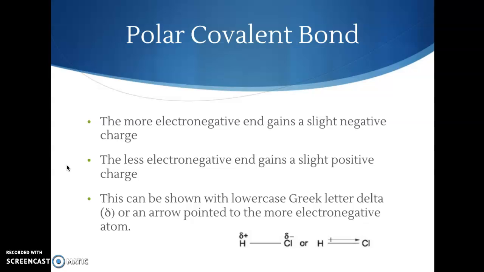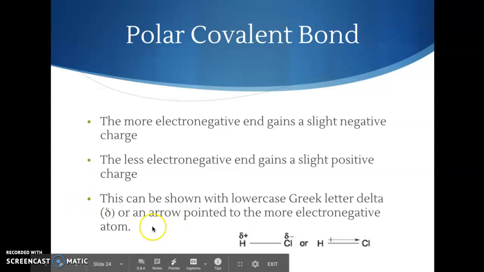And we show this, there's a couple different ways that we show this. We can use this lowercase Greek letter delta, which looks like this right here, or an arrow pointing to the more electronegative atom. So here's a couple of examples right down here. In HCl, this is a polar bond. So it's an unequal sharing of electrons. This dash represents two electrons that are being shared by both atoms.